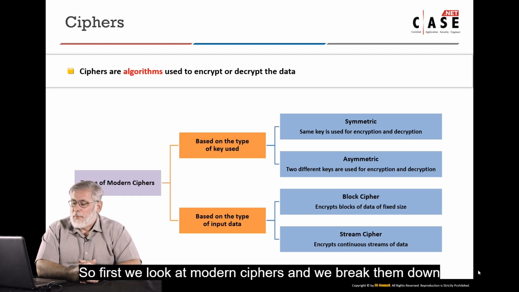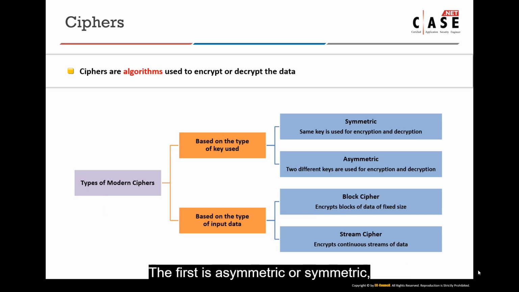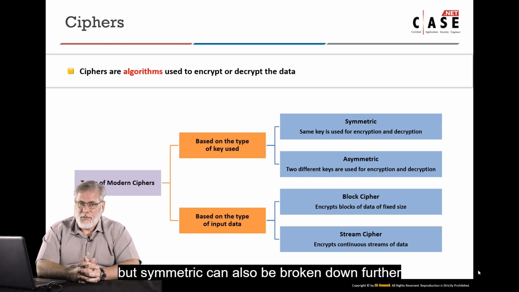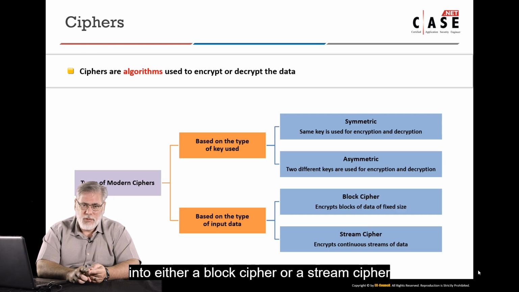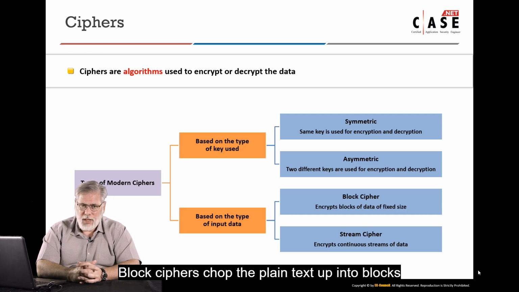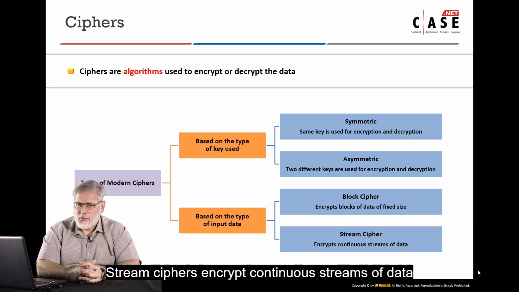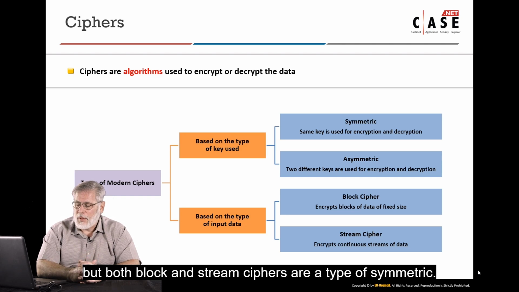So first we look at modern ciphers and we break them down into a couple of different ways of looking at them. The first is asymmetric or symmetric, but symmetric can also be broken down further into either a block cipher or a stream cipher, and the names suggest exactly how they work. Block ciphers chop the plain text up into blocks of fixed sizes and encrypt each block. Stream ciphers encrypt continuous streams of data, but both block and stream ciphers are a type of symmetric.